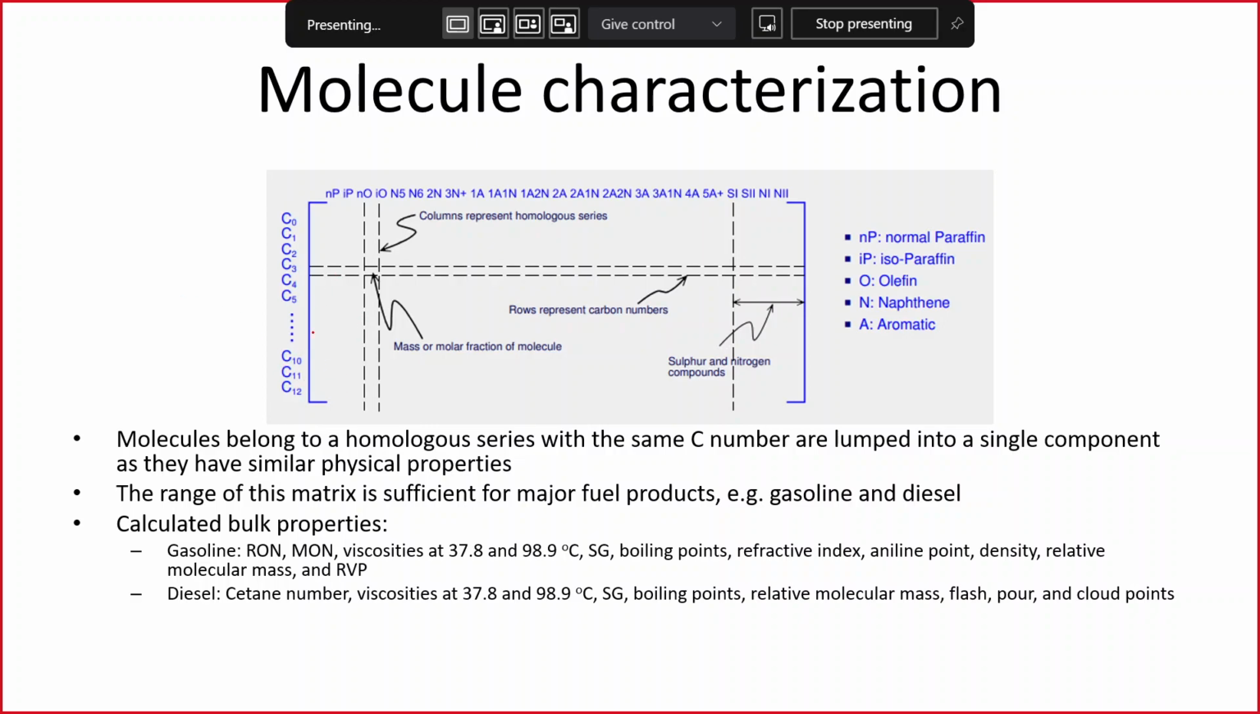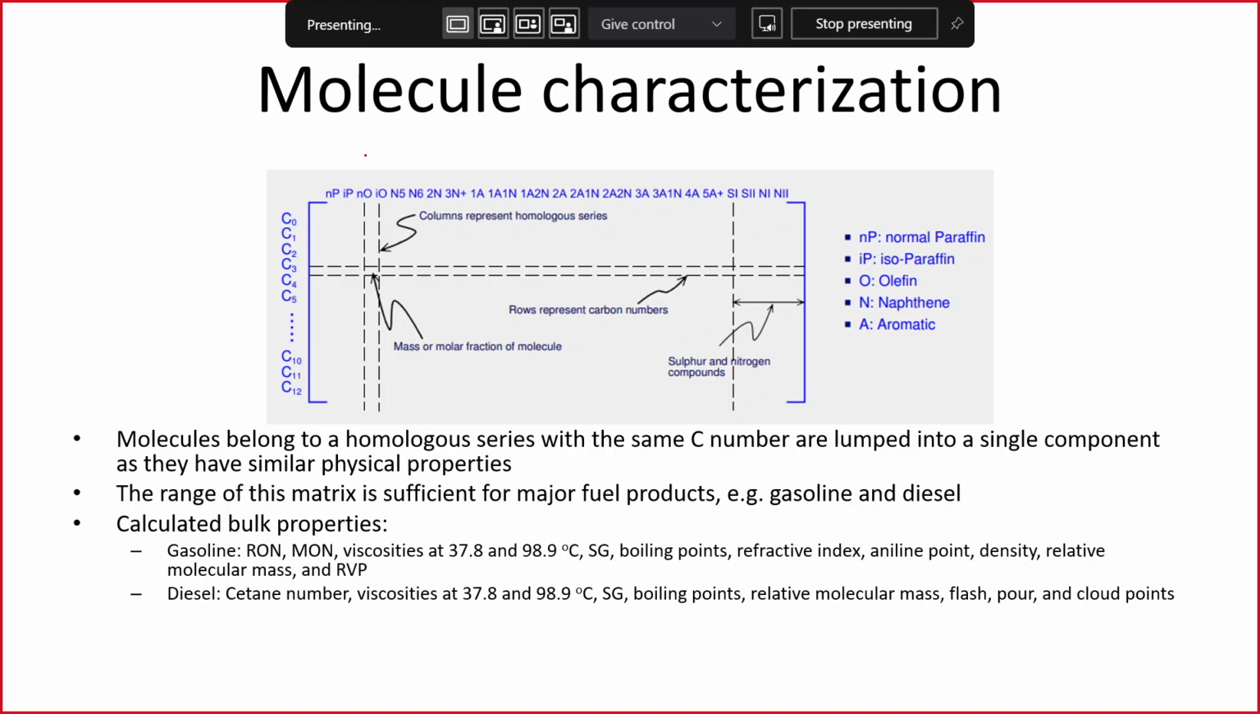So we have until C12, and then they have a kind of grouping. This NP is the normal paraffin, isoparaffin, normal olefin, isoolefin, normal pentane, normal hexane, and so on and so forth. And then I don't know what this SI is. This one I don't know. And this one maybe two aromatics and then two naphthenes. Yeah, 2A, 2A, 2N. That's what I think it is.